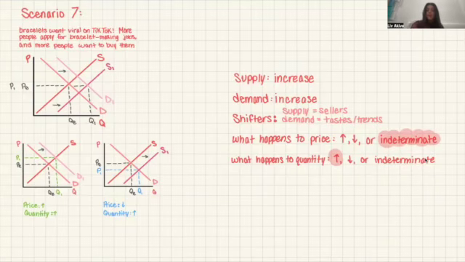Scenario 7 is an example of a double shift of the supply and demand curves. As you can see in the first graph at the top, supply and demand are both shifting to the right. They're both increasing. However, when you evaluate the equilibrium, it's hard to tell based on just that, which is why I broke it up into two different graphs for you.